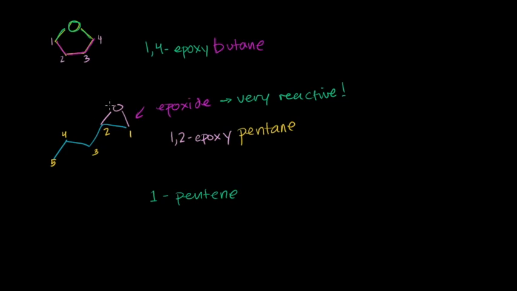1-pentene. That's if there was not this oxygen here, but if there was a double bond here. 1-pentene would look like this. 1, 2, 3, 4, 5. This is the 1 carbon. So 1, 2, 3, 4, 5. So this is what 1-pentene looks like.